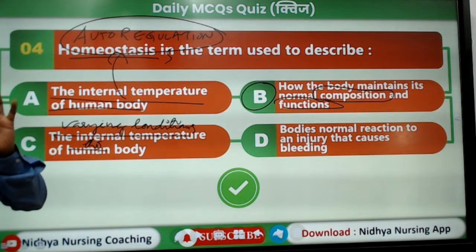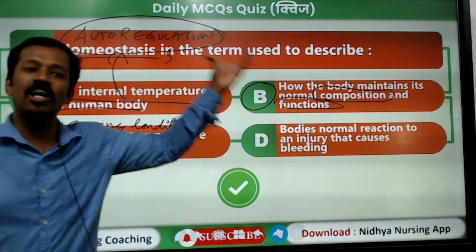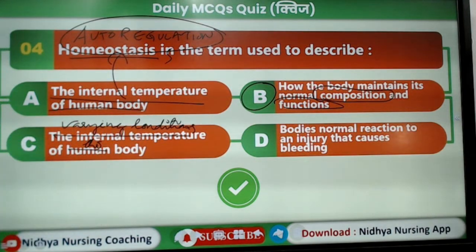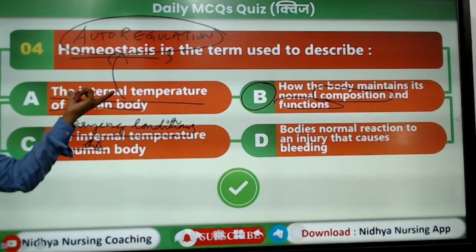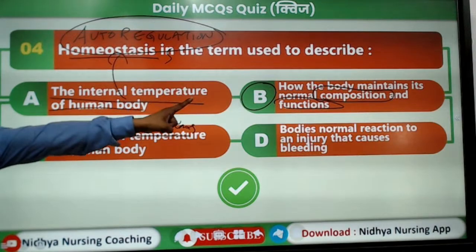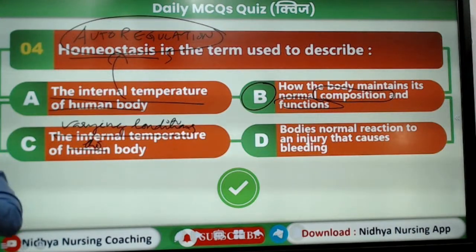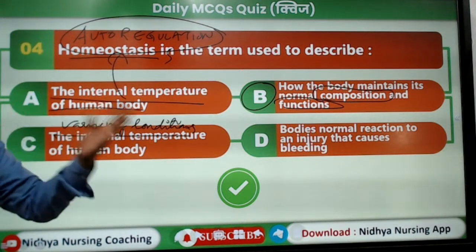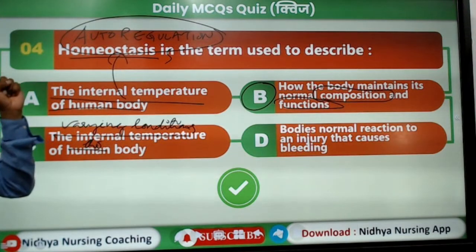But if it is function and regulation, that is the exact answer for homeostasis. Have you got it? Okay, fine. Here in the answer key, they may publish internal body temperature, but the exact answer is to maintain the internal atmosphere, that means the body atmosphere. So whatever the external environment may be, the internal environment has to be regulated and maintained. Got it?